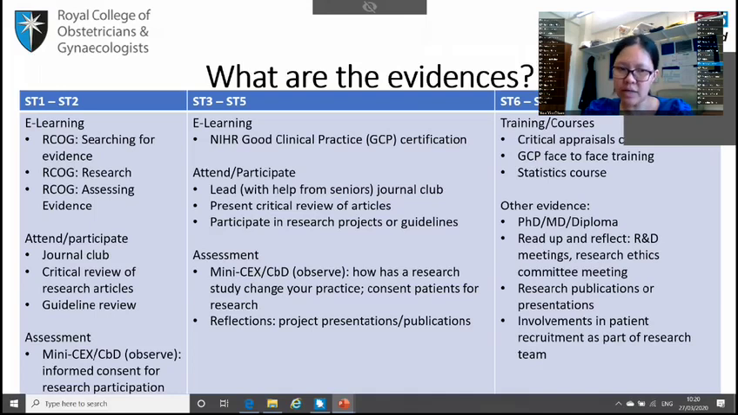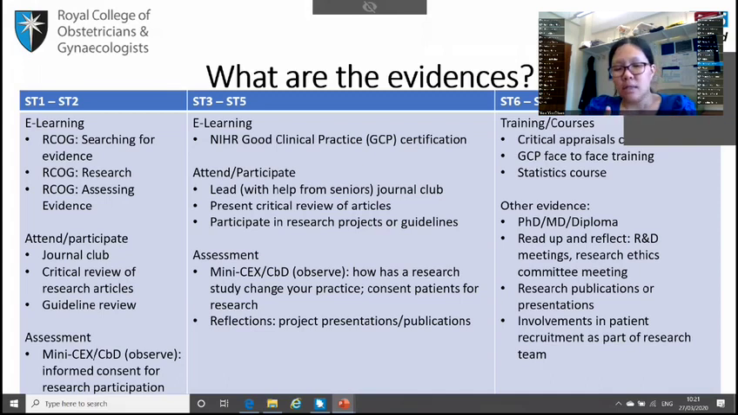So I would advise you, if you want to be much more involved in research in your department, get your GCP certificate first, okay? There is an online one. There is also face-to-face GCP training. The face-to-face GCP training is a lot longer. The online one is a lot shorter, but obviously there are limitations in terms of the GCP certification.